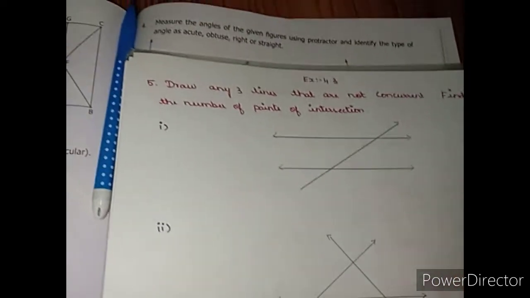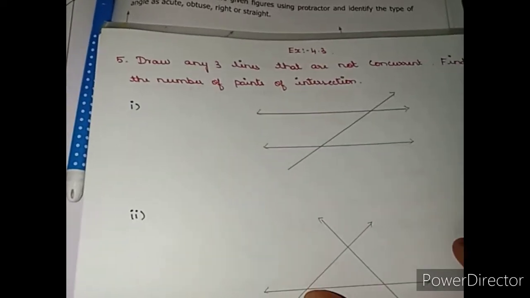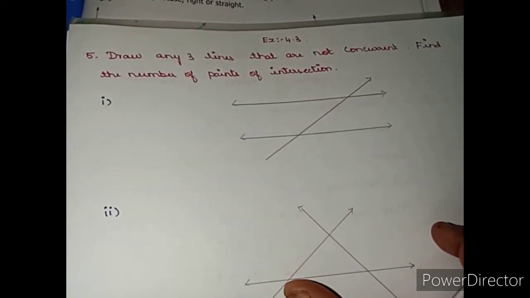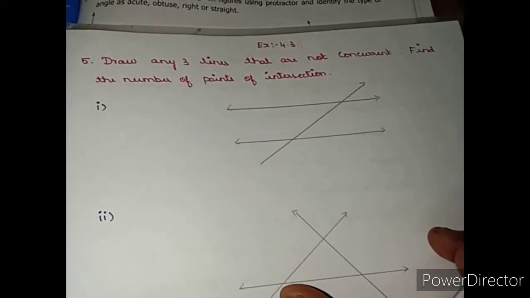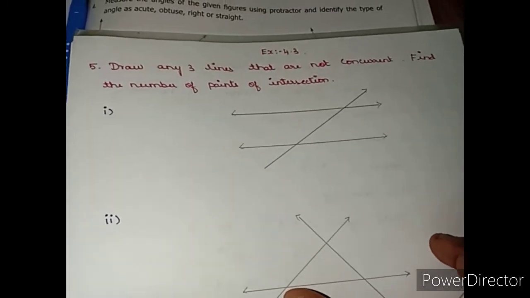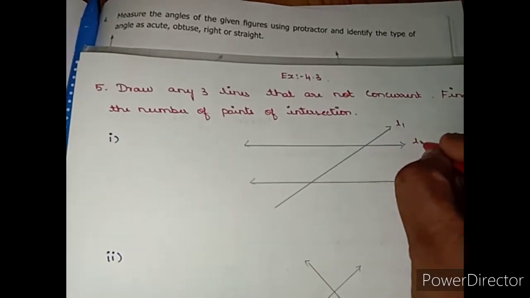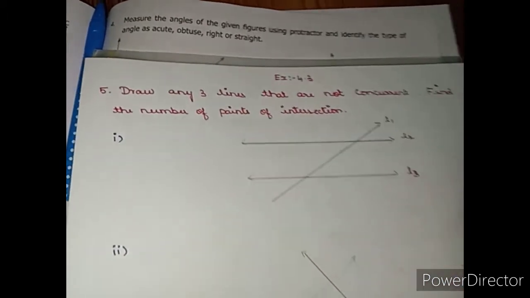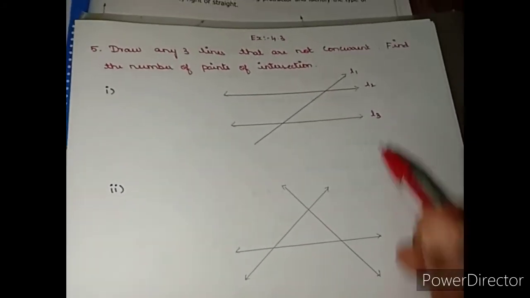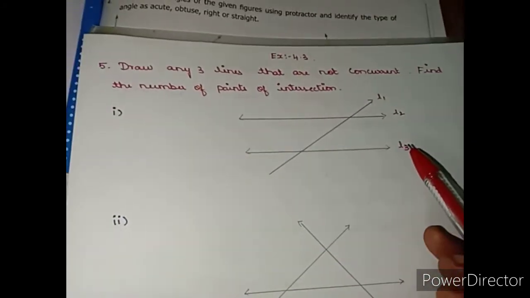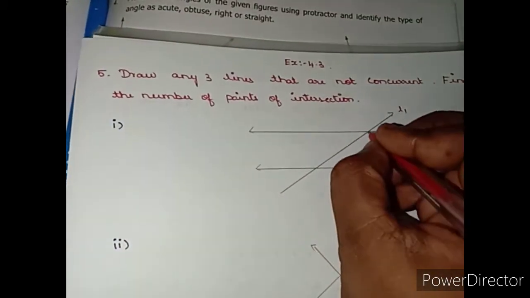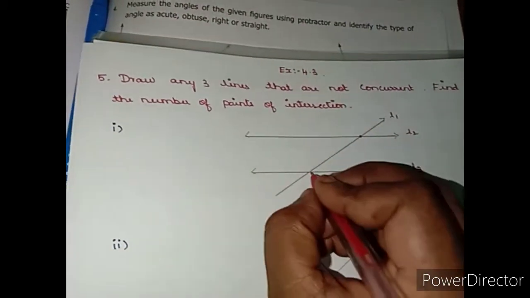See the next question. Draw any 3 lines that are not concurrent. Find the number of points of intersection. See here, this is line 1, line 2, line 3. In this we are going to see 2 examples. Okay, see here, as I told you, line 1, line 2 and line 3. So the points of intersection we'll see.